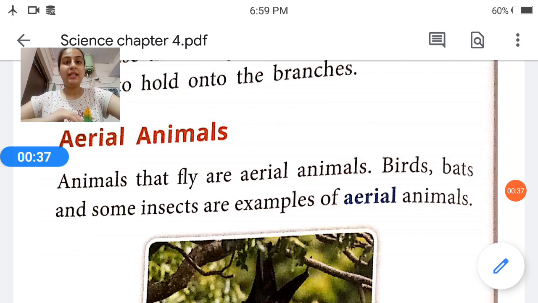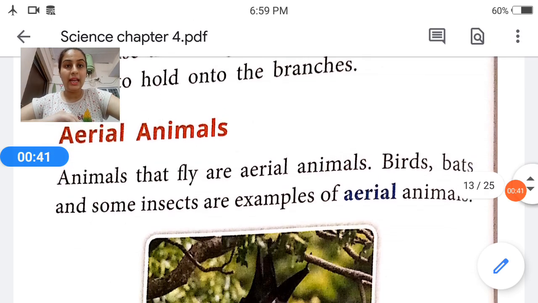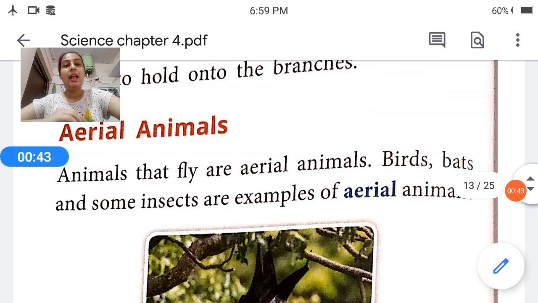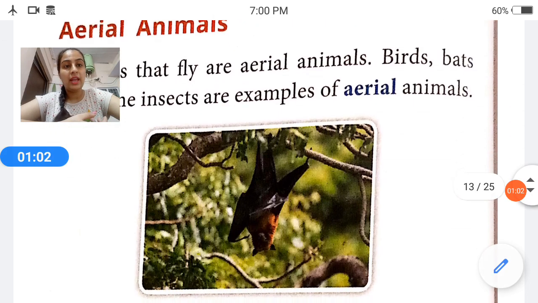So the next part of the chapter. We shall start with the aerial animals. Animals that fly are called aerial animals. Birds, bats and some insects are the examples of aerial animals. They can fly. Birds are there, bats are there and some insects are the examples of aerial animals.